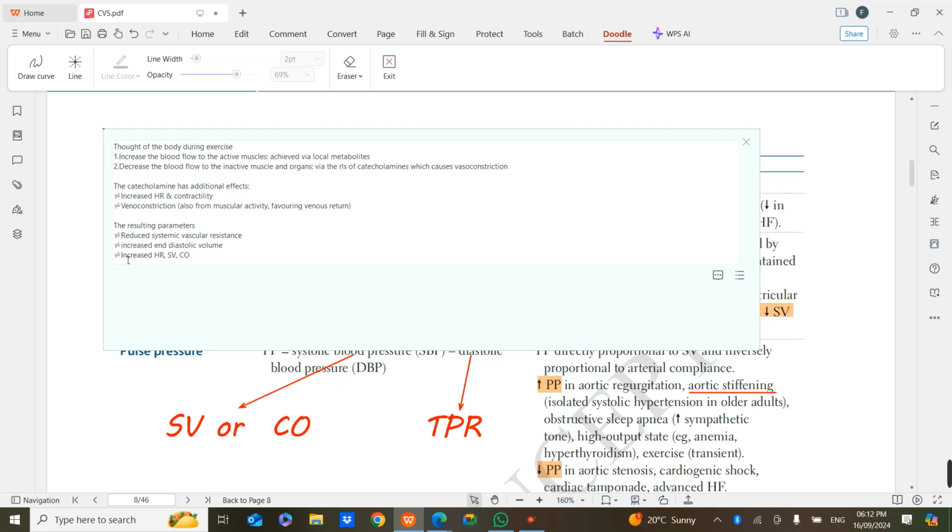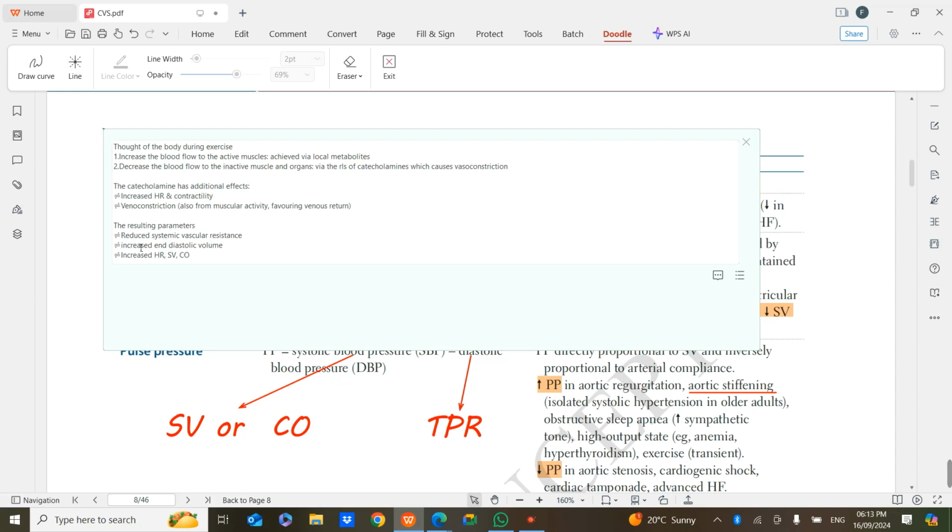There is one that USMLE will focus on, and that is systemic vascular resistance will reduce. If you are not very careful, they will give it and you will miss that question. Let me show you why. In fact, this is the most important statement in exercise. Systemic vascular resistance will reduce.